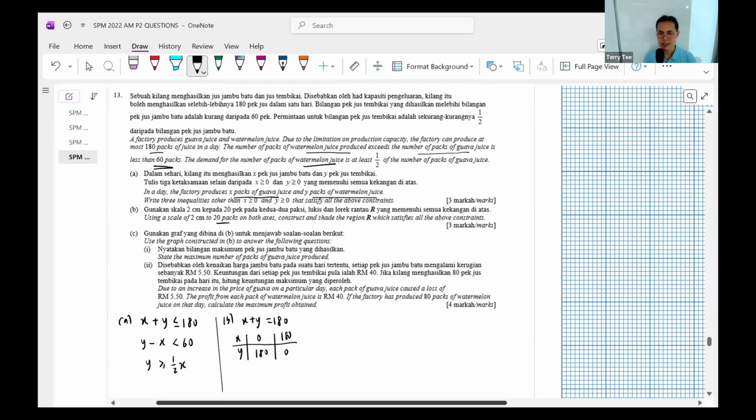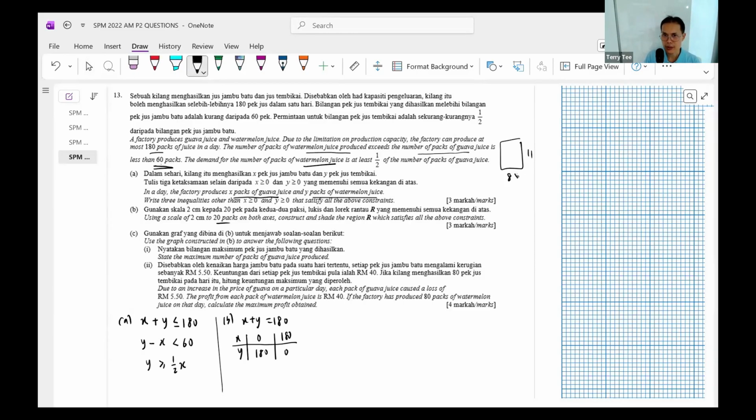But sometimes you don't have enough space. Sometimes you have to take other points. Because nowadays in SPM, the graph space given is 8 by 11, usually, because they fit inside the question paper itself. So they give us this scale, 2 cm to 20.